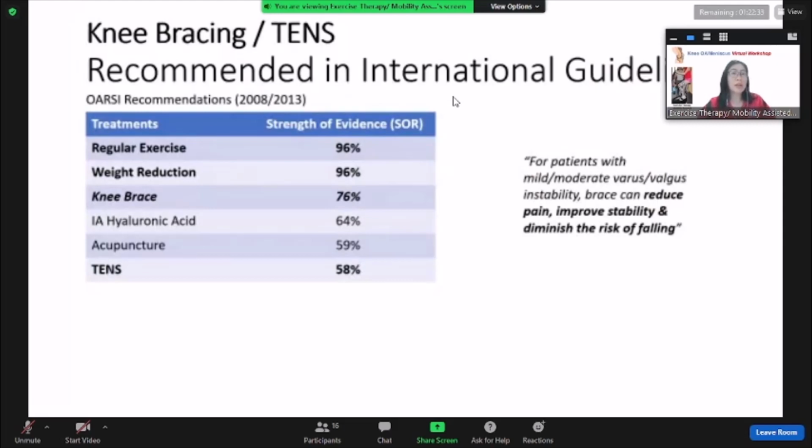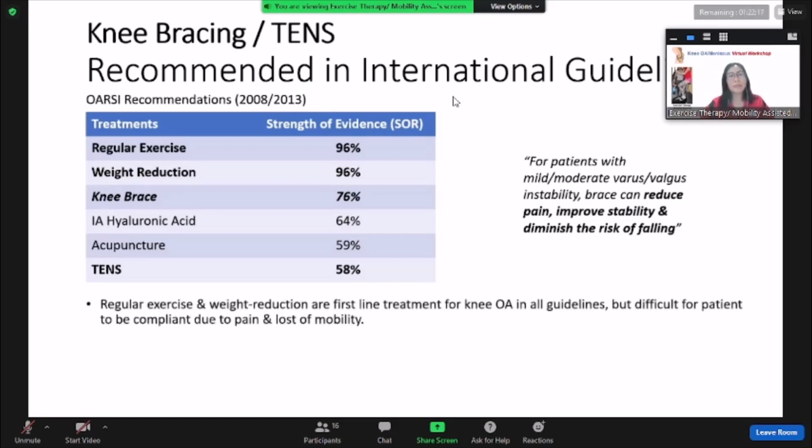According to the OARSI recommendations published in 2008-2013, you can see from the table here, the top recommendations are actually regular exercise and weight reduction. But I'm sure as clinicians yourselves, in order to get the patients to exercise regularly or even manage their weight, it is almost near impossible, okay, for this group of patients who are experiencing so much pain due to the knee OA and also some loss in terms of their mobility.